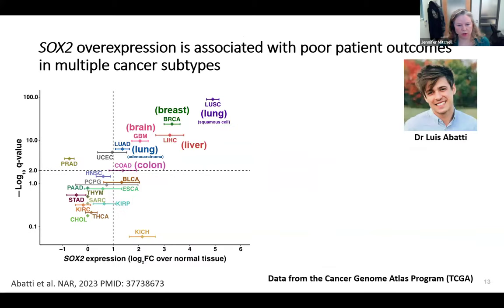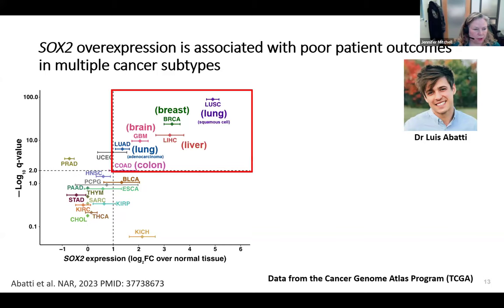This was actually the PhD project of a fantastic PhD student, Dr. Luis Abati, who graduated from my lab just over a year ago now. And he first did a lot of work looking at transcriptome and epigenome data that was available through the Cancer Genome Atlas program. What I'm showing you here is the expression of SOX2 in a number of different cancers compared to the expression in normal tissue. And what you can see is, again, this higher expression of SOX2 in many different cancers that don't normally express SOX2.